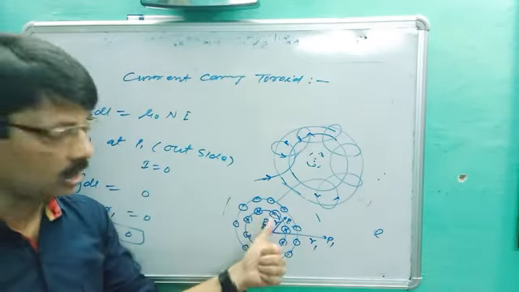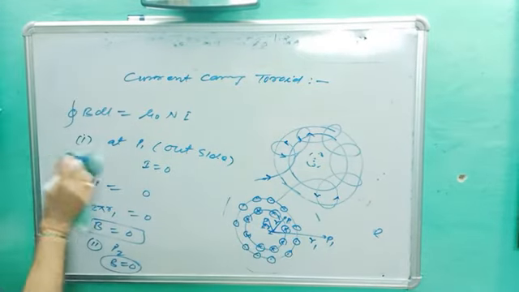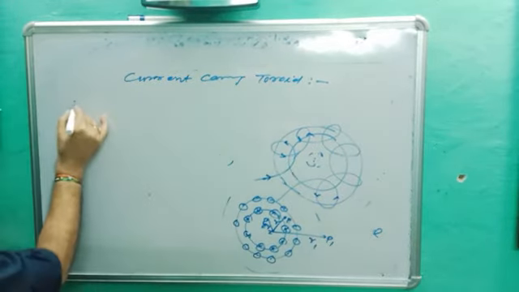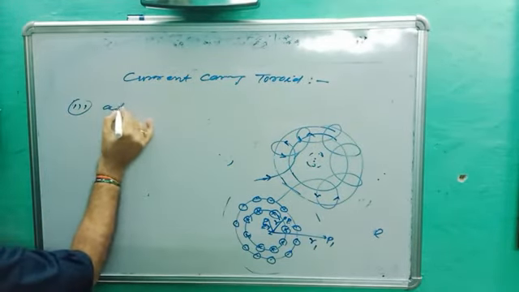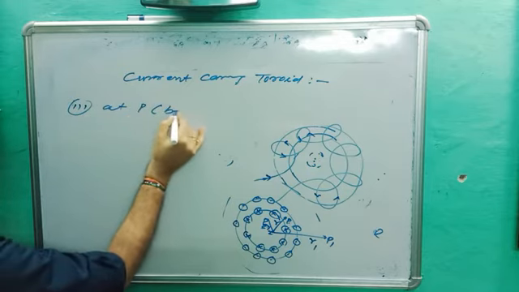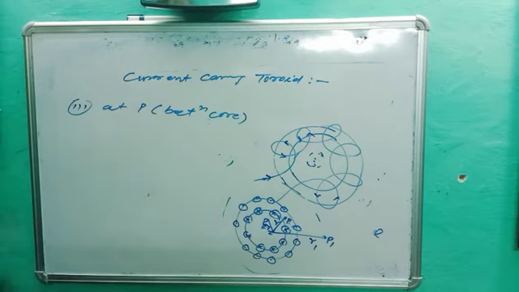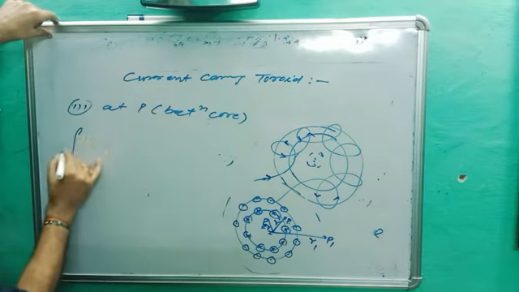But what happened between the core? Number of times that question is asked. Between the core of toroid. So what we get here? At P, third case, at P, and this is between the core of toroid. So okay, very easy way.